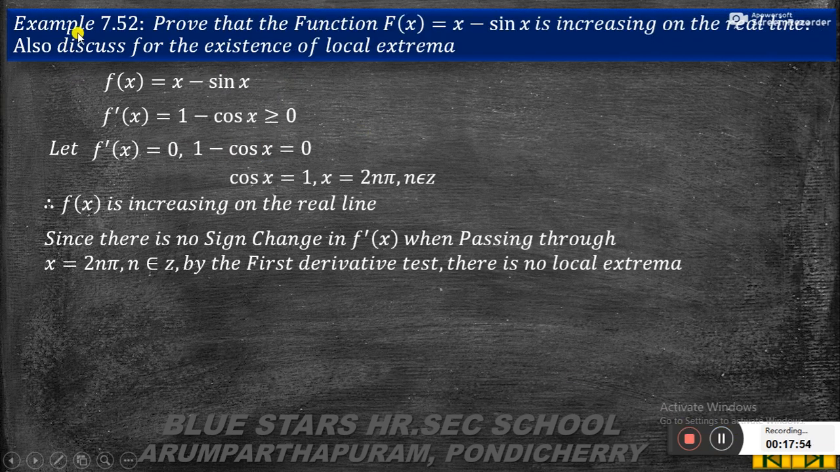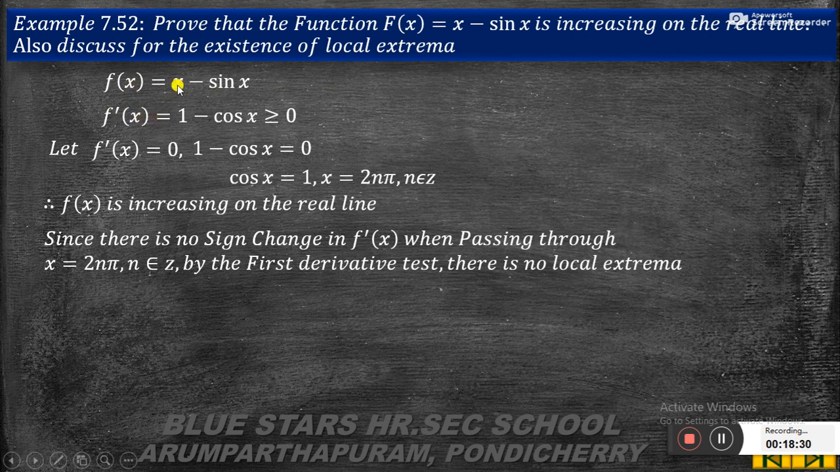Next, example 7.52: prove that the function f of x equal to x minus sin x is increasing on the real line. Also discuss the existence of local extrema. So we will prove that this function is increasing on the real line, and also discuss the existence of local extrema. Now I write the given function f of x equal to x minus sin x. To tell whether it is increasing or decreasing, first we take the derivative.